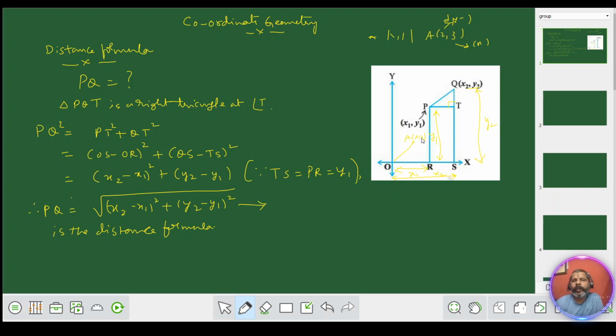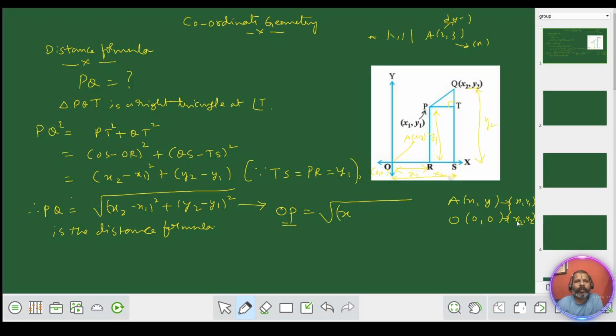Since only one point A(x, y) is given, you should know the origin is always (0, 0). That means one of the points has become (0, 0). So this distance formula reduces to the square root of... I'll say A(x, y), O(0, 0). So this is your x1, y1. This is x2, y2.